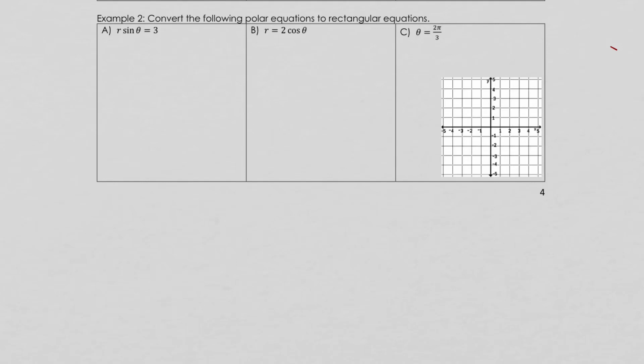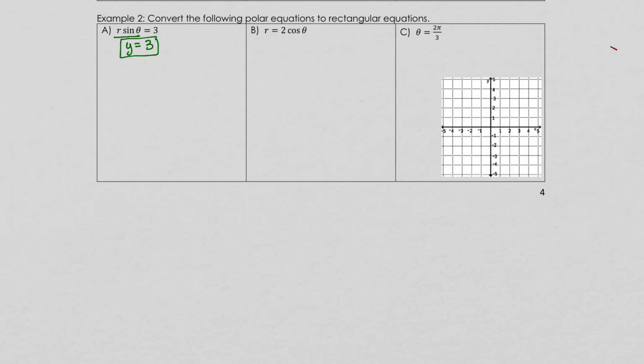All right, now we're going to convert polar equations to rectangular equations. So in A, I have r sine theta equals 3. And r sine theta is the same thing as saying y equals 3. So that one is actually now already converted.